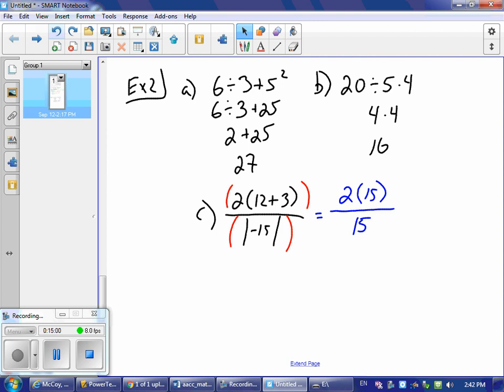Okay, so now I've taken care of simplifying for the most part. I still have a multiplication on the top, which is technically within a grouping symbol. However, we're now down to the point where all we have left are factors. You should see that I have a 2 times 15 divided by 15. Hopefully you can see that the 15s will divide out, leaving us with just 2. 2 over 1, which is just 2.